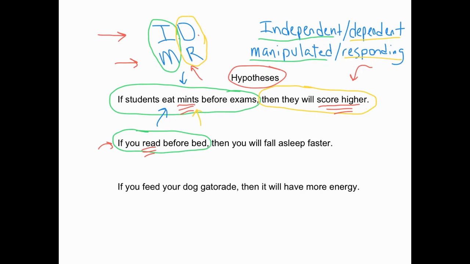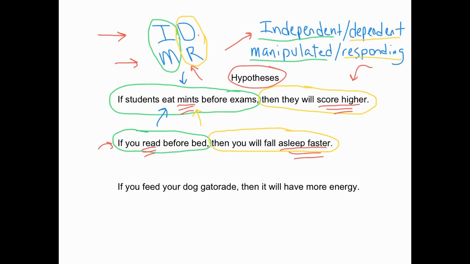Now, the dependent or responding variable is always in the second part of the sentence. Let's see if you can tell me what that is. That's right. Hopefully you said it's how fast do you fall asleep? That is what we are going to measure. We're going to see how long it takes you to fall asleep. So reading, that's what we're testing. That's the independent or manipulated variable. How fast you fall asleep, that's the dependent or responding variable.